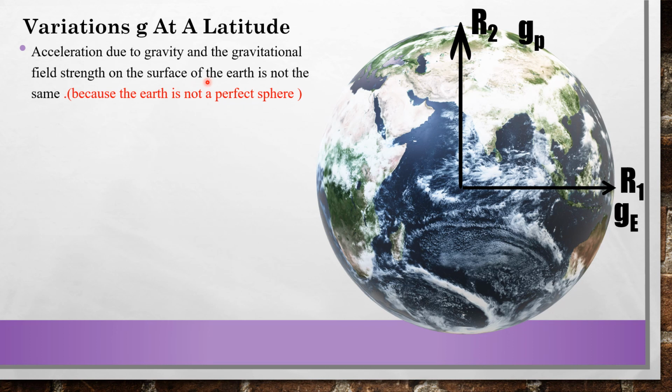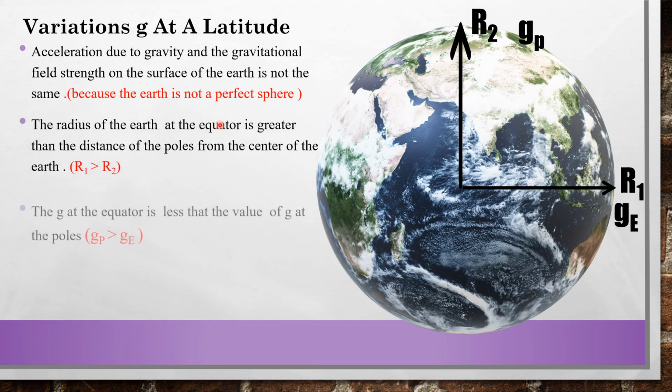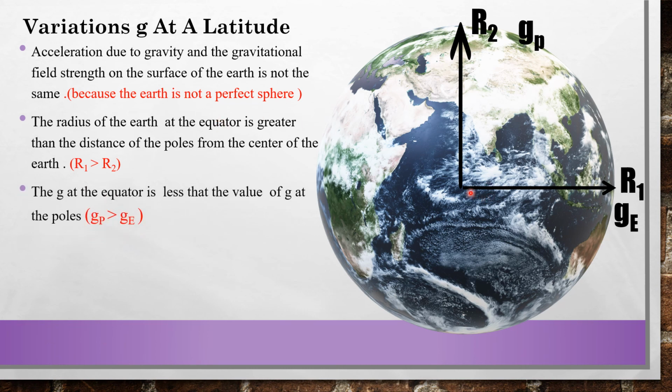The acceleration due to gravity and the gravitational field strength on the surface of the earth are not the same. It is because the earth is not a perfect sphere, and because of the rotation of the earth about its axis. If you look at this, you will realize that the radius of the earth at the equator, r1, is greater than the distance of the pole from the center of the earth, r2. So r1 is greater than r2.